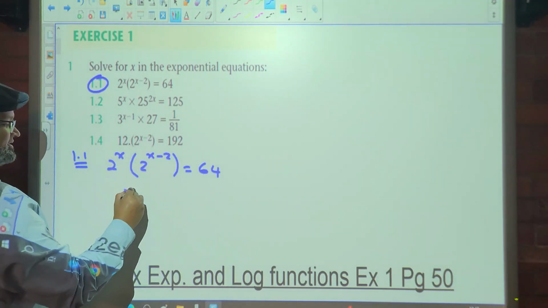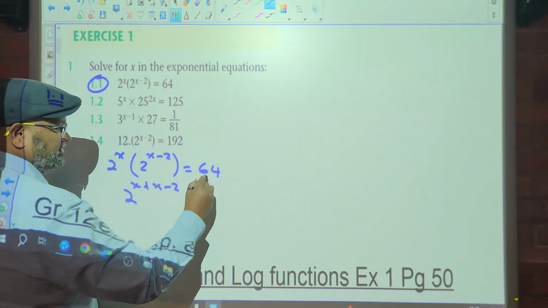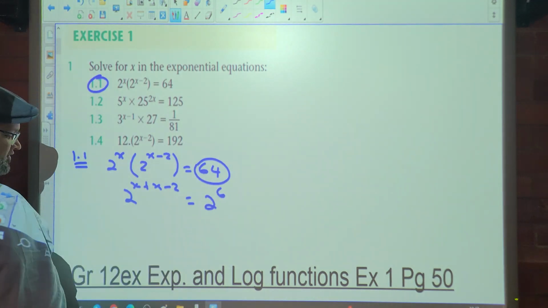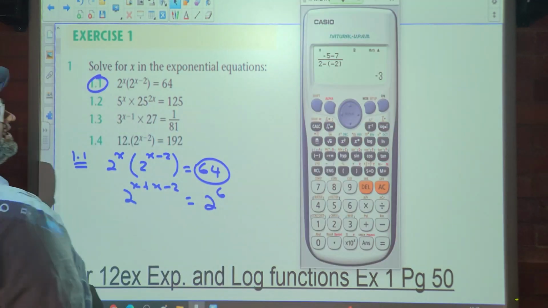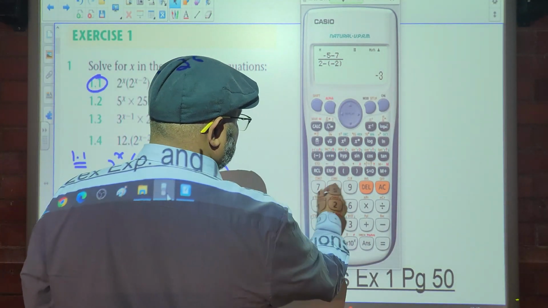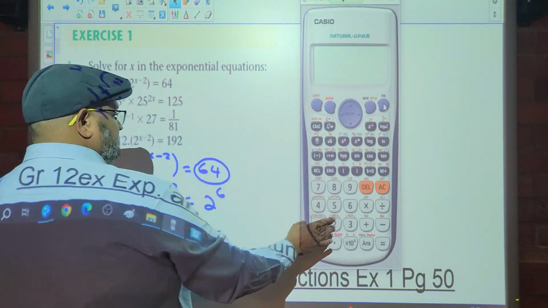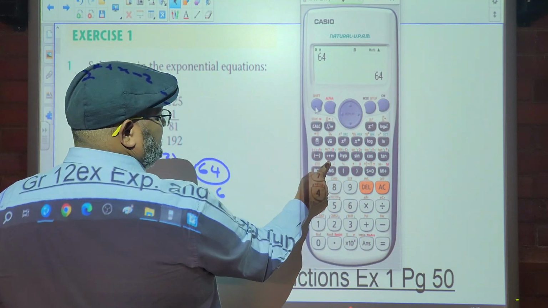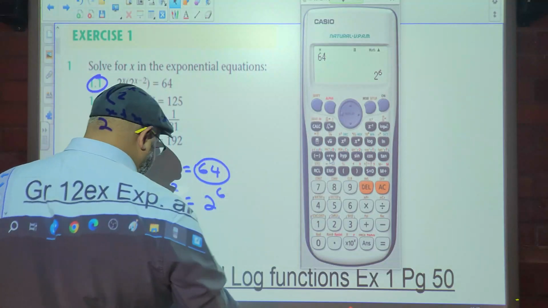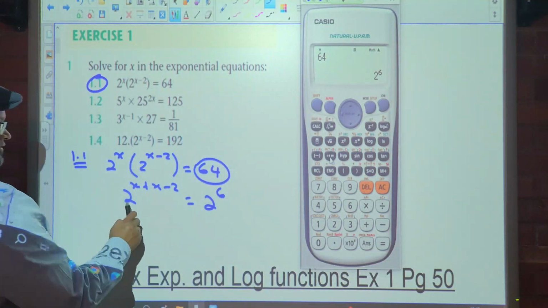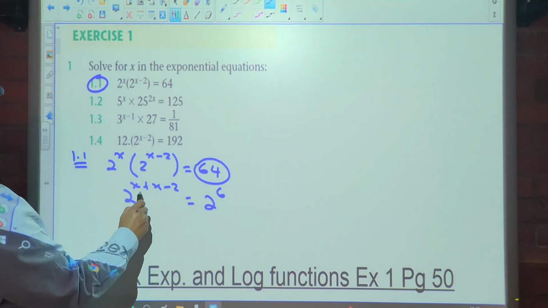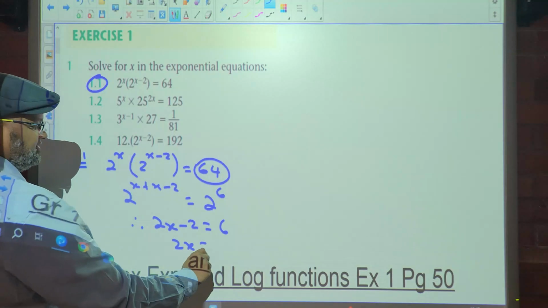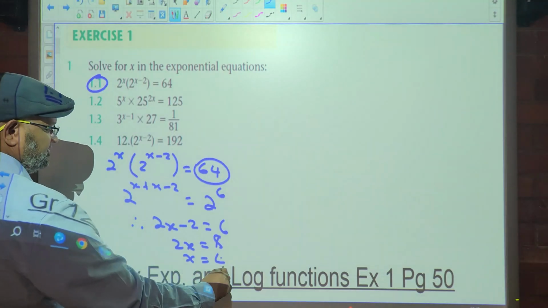So it's going to be x plus x minus 2 is equal to 64, which can be written as 2 to the exponent 6. For those of you who don't know how, on the calculator I have the factor button. So it's 64 equals, shift, and you factorize: 2 to the 6. When bases are the same, exponents are equal, so x plus x is 2x, minus 2 is equal to 6, so 2x is equal to 8, therefore x is equal to 4.